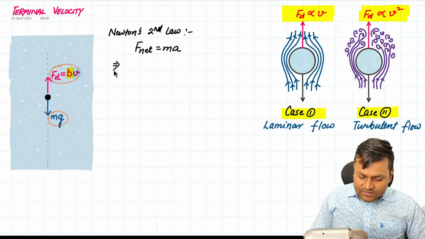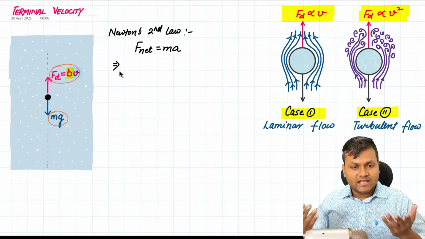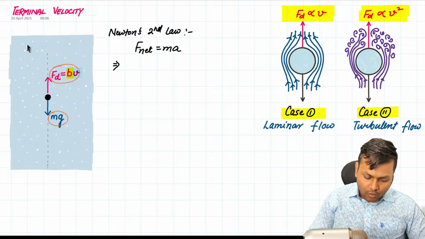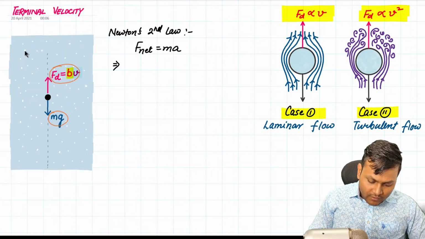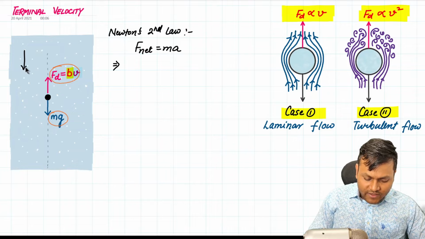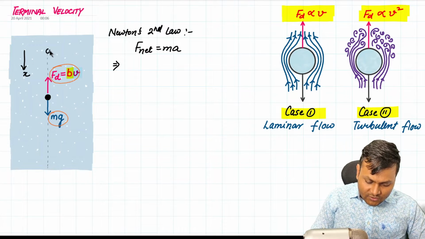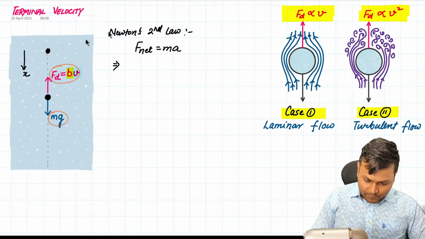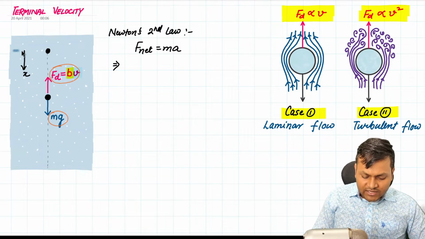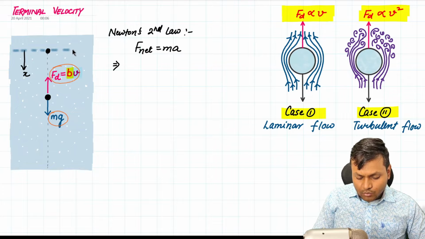Now, the net force depends upon which direction I take as forward. So let's suppose I take the forward direction, downward, as the positive x-axis. Let's suppose initially the object was here, at time t equal to 0.